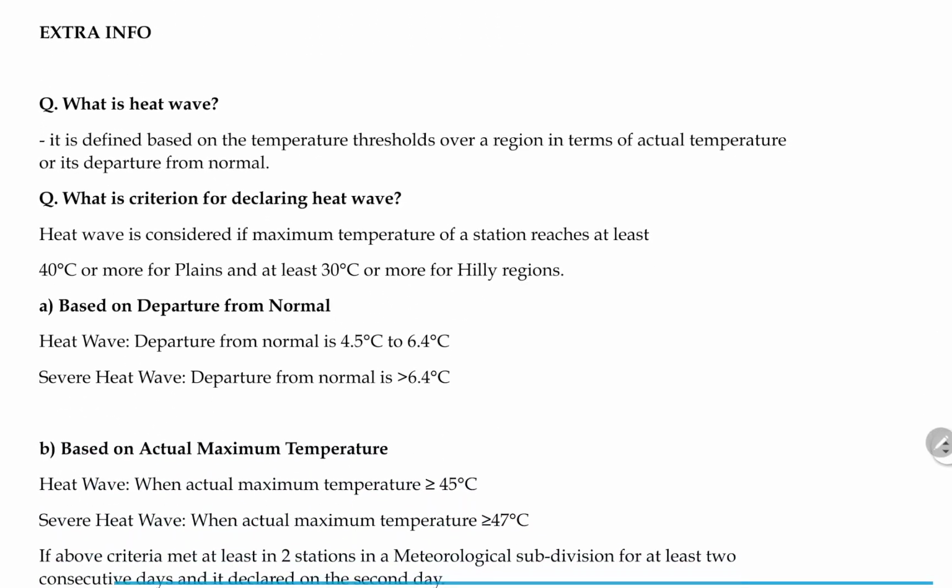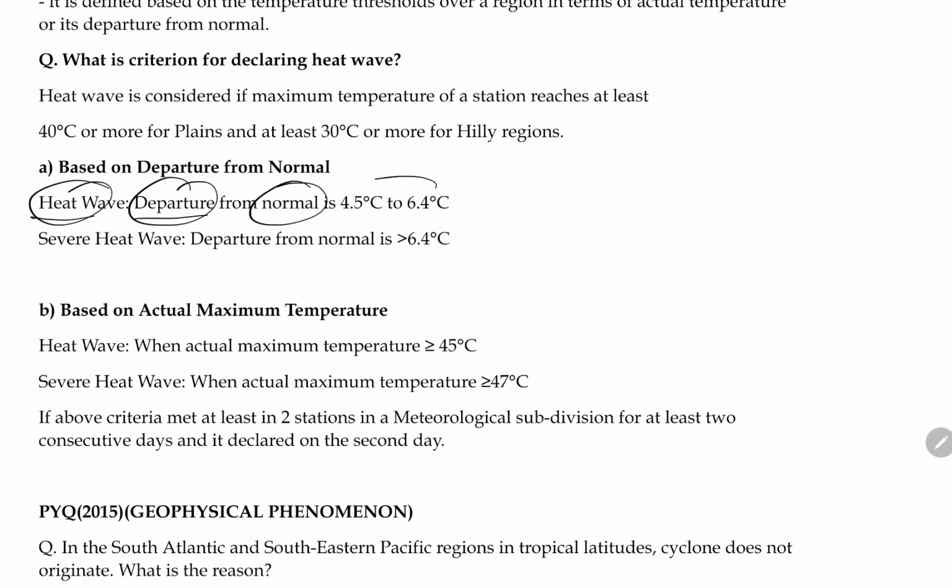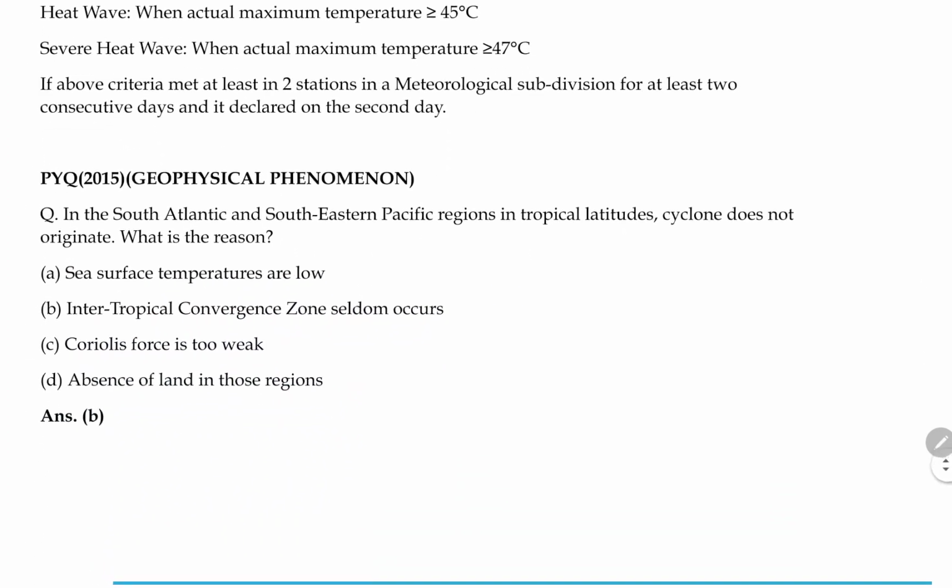Now moving forward, this is the definition of the heat wave. Okay, so you can read from here. Next is, this is also the temperature range if the heat wave is there, the departure from the normal from 4.5 to 6.4. So this is the normal range when there's a heat wave, and if the heat wave is severe, the temperature will be greater than 6.4 degree Celsius. So this you should know from here.